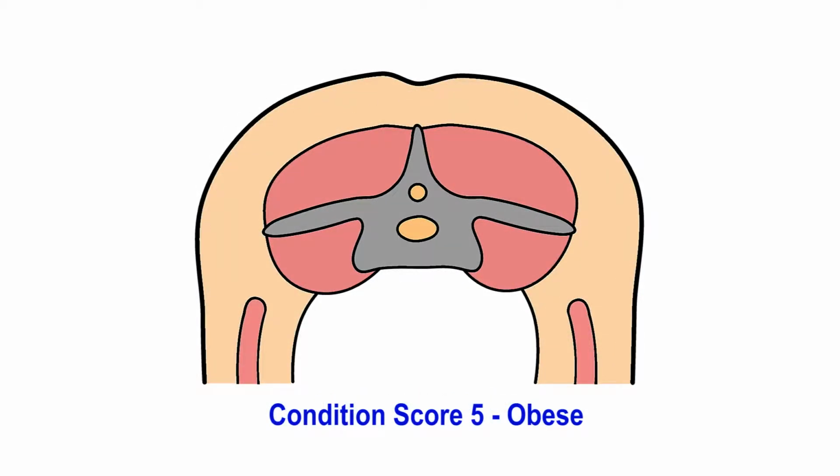For a score of 5, the backbone and transverse processes cannot be detected even with pressure. There is a dimple in the fat layers where the backbone and processes should be. The loin muscles are very full and covered with very thick fat.